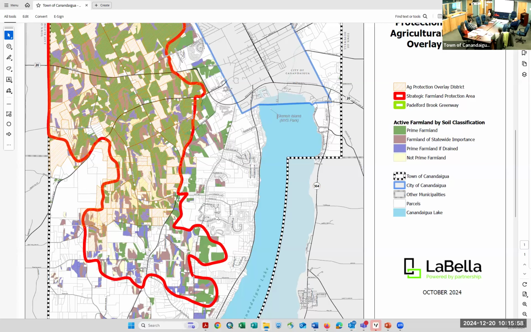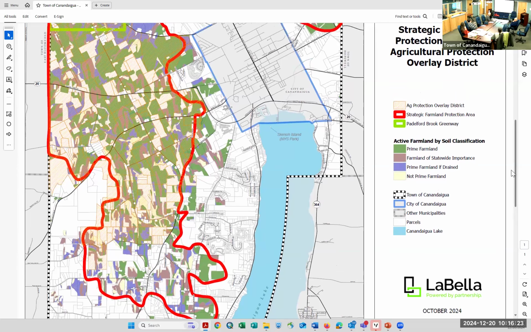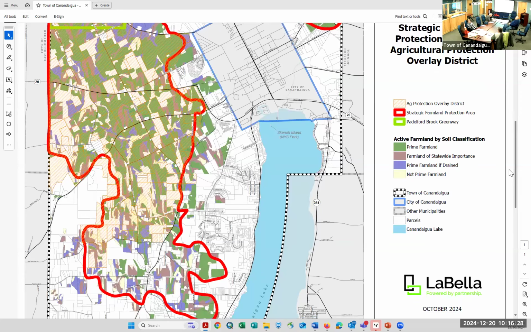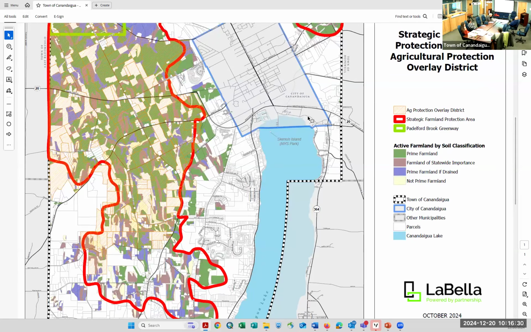So if that's what's happened, it makes sense to put these properties completely in the map. And if we want to preserve farmland, which we do, I hear this well, I stopped going to town board meetings, but I heard it on a regular basis. We've got to make a change and include these properties. How can you say to a farmer, well, only the top corner of your property is in the ag protection map? You're only partially protected.